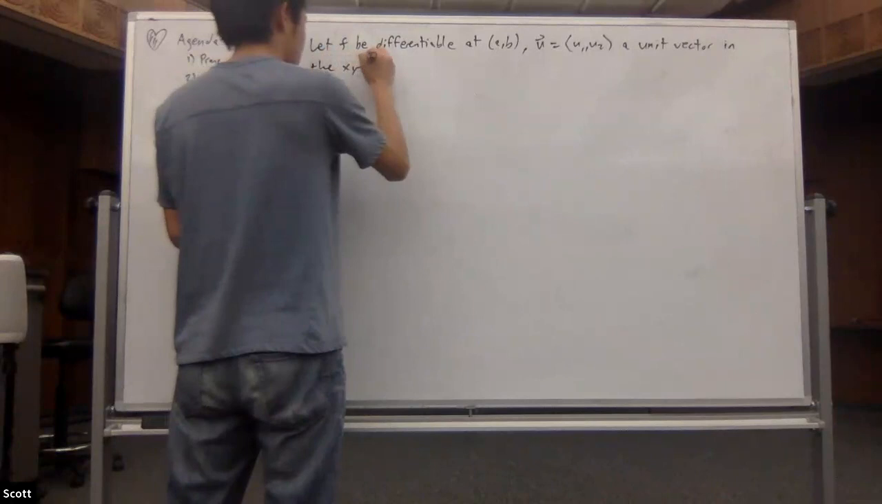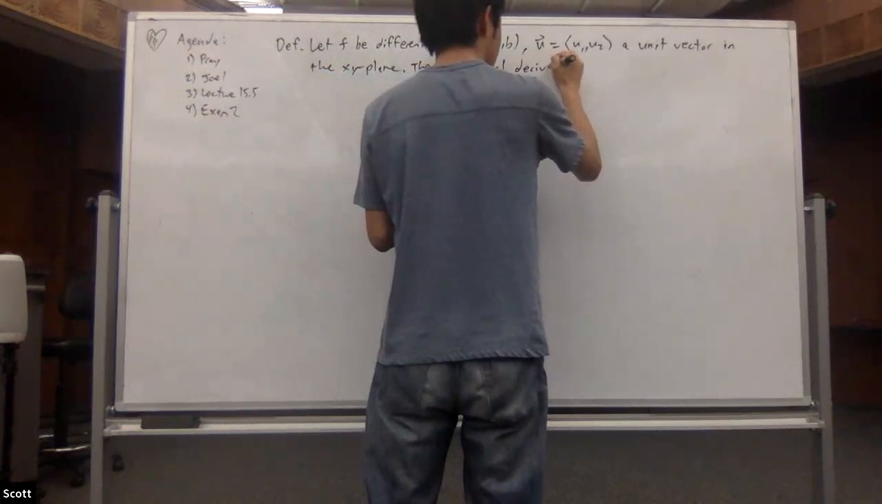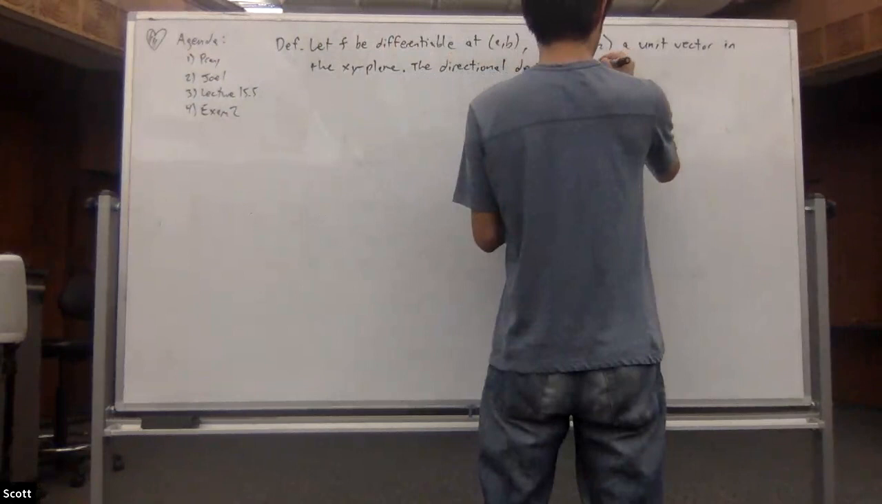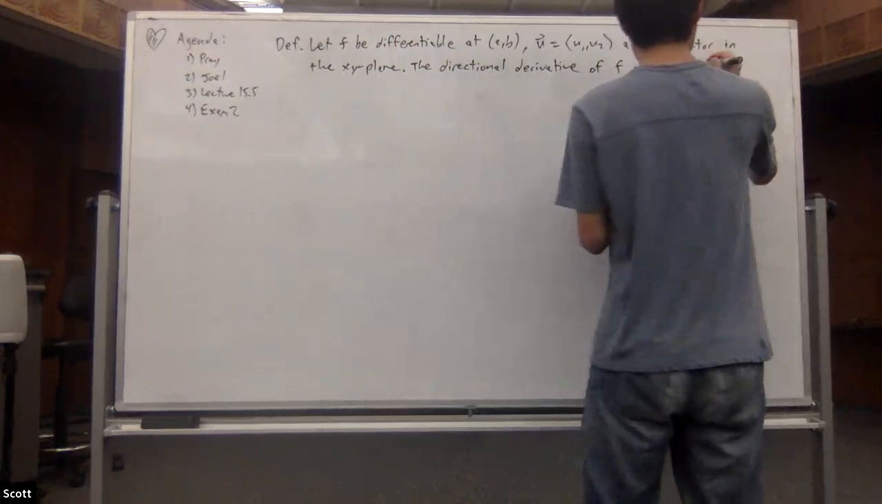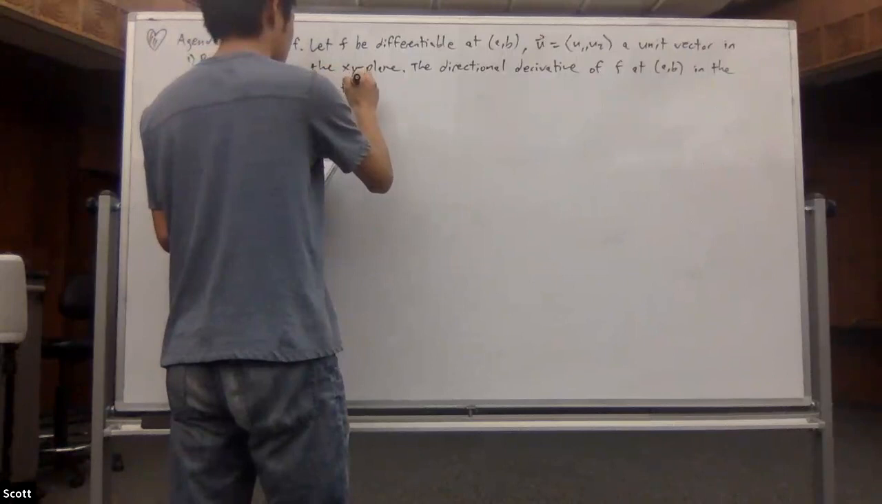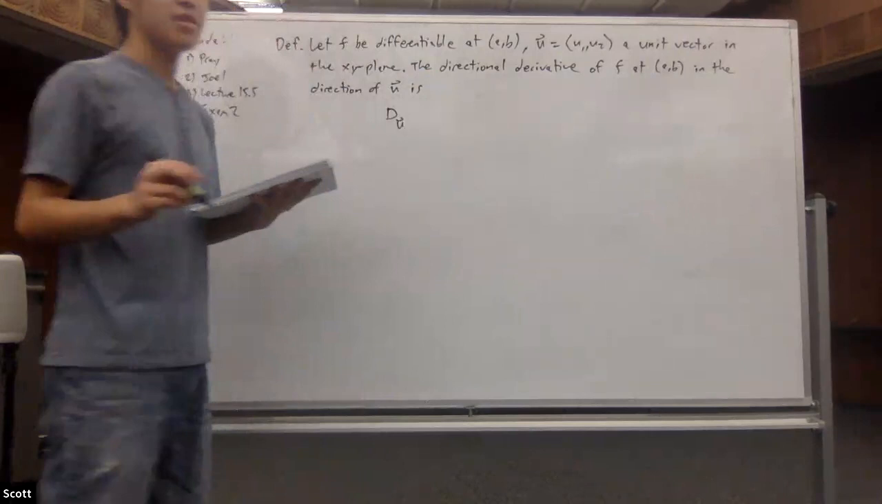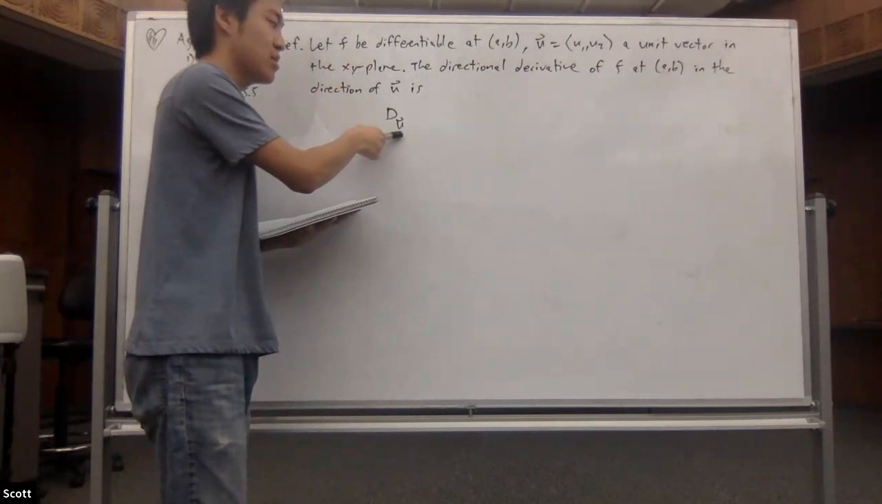So the directional derivative of the function f at this input point a, b in the direction, because if we have a directional derivative, we need to indicate a direction, and that's what this vector is going to be. So in the direction of our unit vector u, here's how we notate this. We use a capital D and we subscript the vector that gives the direction. So this is indicating we're doing a derivative in this direction, pointing in the direction of whatever our unit vector is.